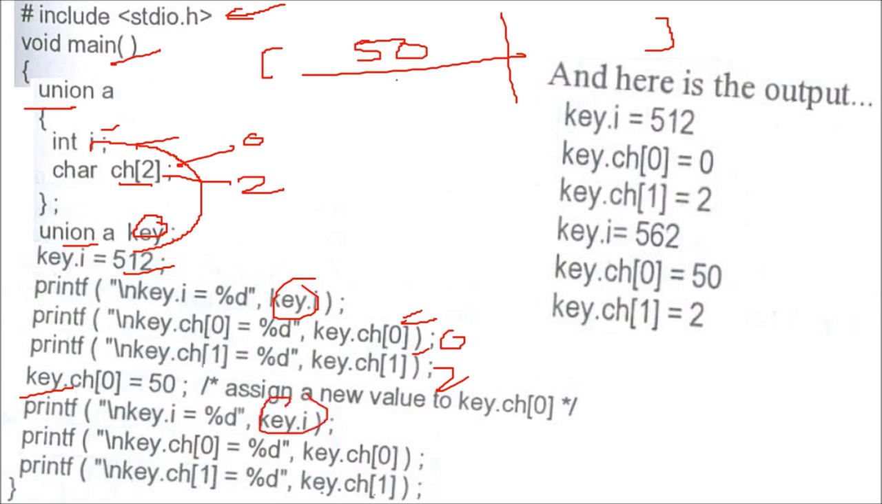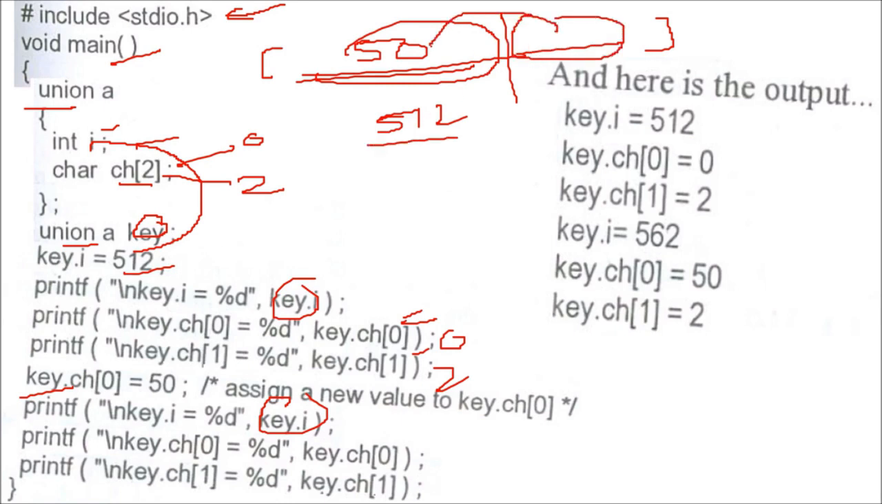The first will be key.i. But what happened to this? We have assigned character 0 to 50 and it was 512. So the 0 byte in 512 has been replaced by 50, but the next byte of 512 will be taken along with 50 and the final number will be 562. Now you get 562, and the first one, because 0 has been replaced by 50, you get the first value as 50, second value as 2.